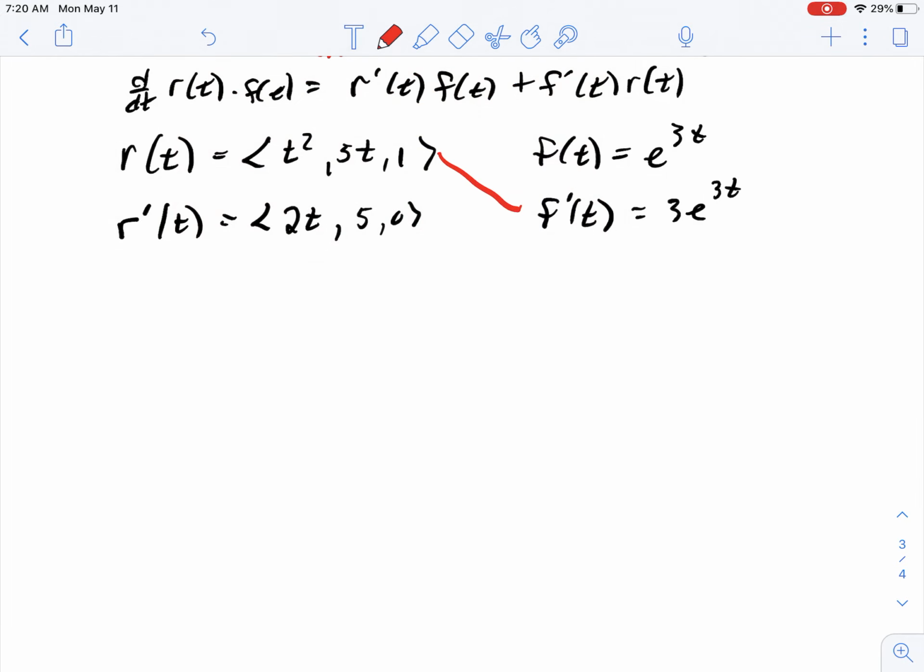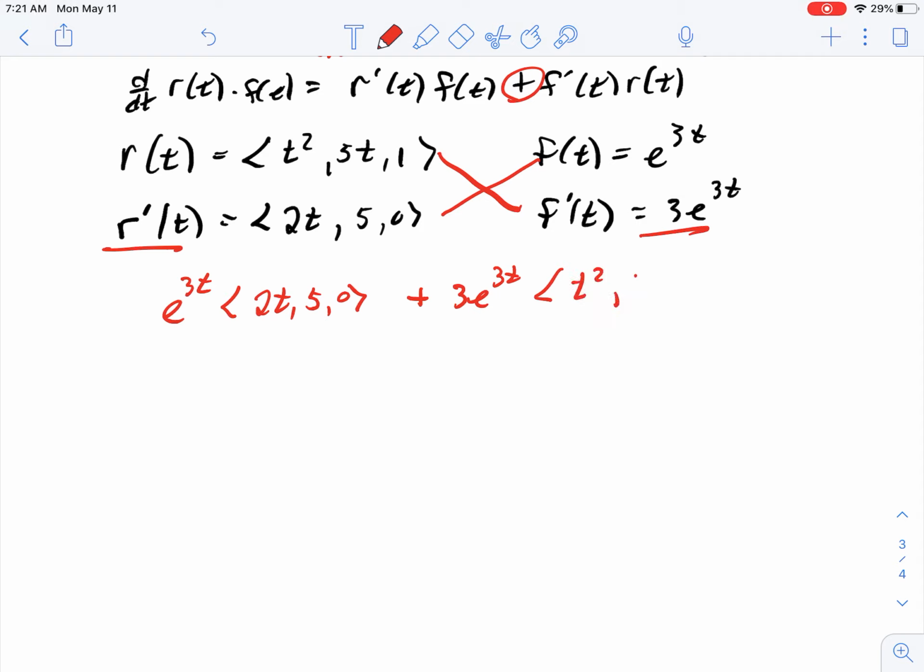The best way to do this is like a cross product, but the only thing is you're adding them together, you're not subtracting. So it's kind of like a matrix. Okay, so for the first piece here, since it's addition, it doesn't matter which way you go. So we'll do this diagonal first. That would be e to the 3t times 2t, 5, and 0, plus, now this one here, 3e to the 3t, and you've got t squared, comma, 5t, comma, 1.